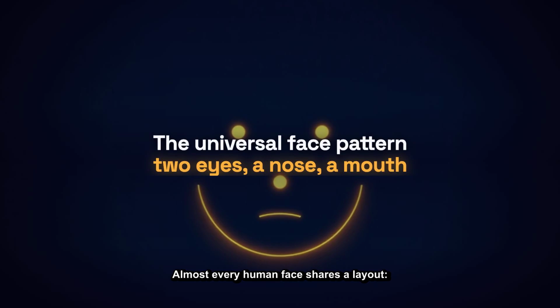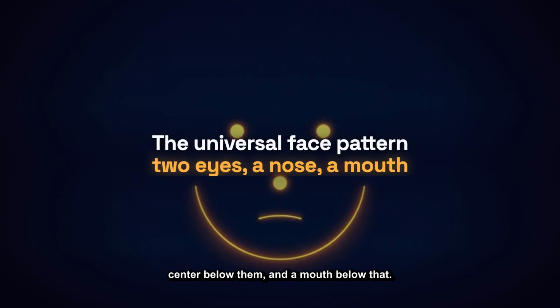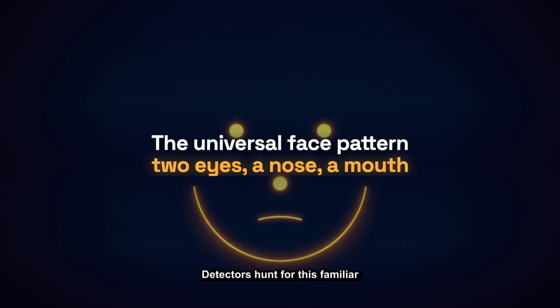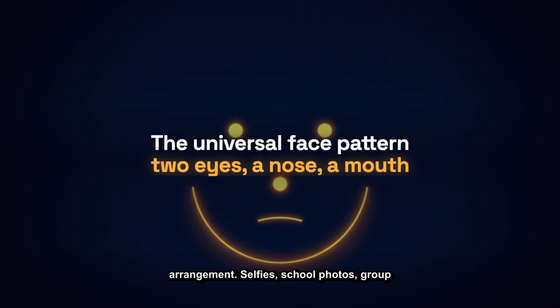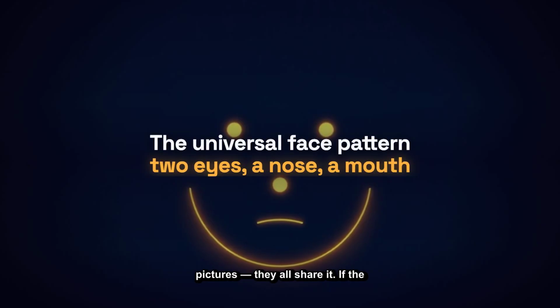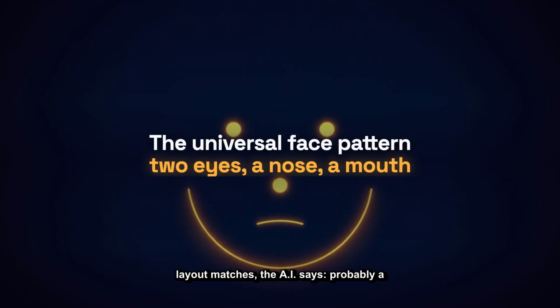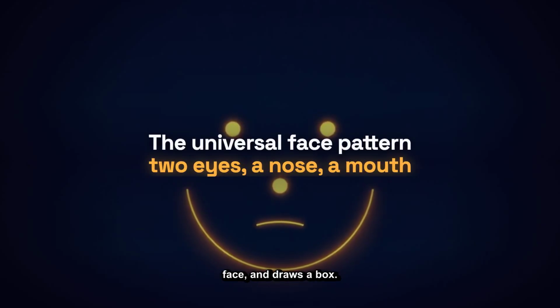Almost every human face shares a layout. 2 eyes side by side, a nose in the center below them, and a mouth below that. Detectors hunt for this familiar arrangement. Selfies, school photos, group pictures, they all share it. If the layout matches, the AI says, probably a face, and draws a box.